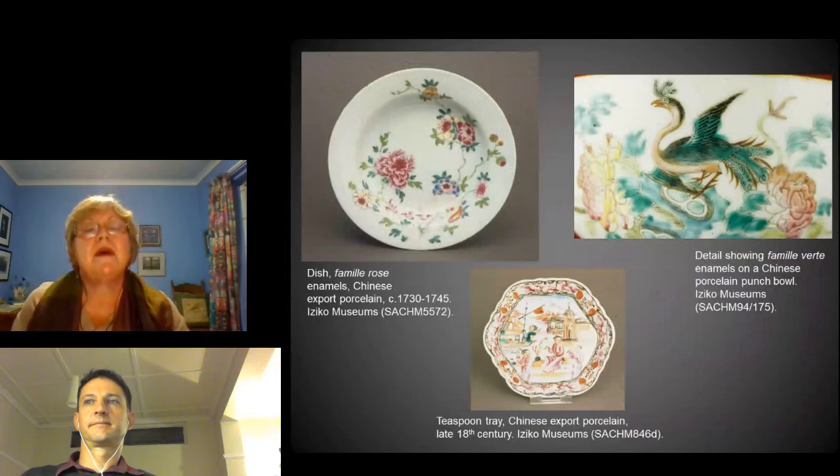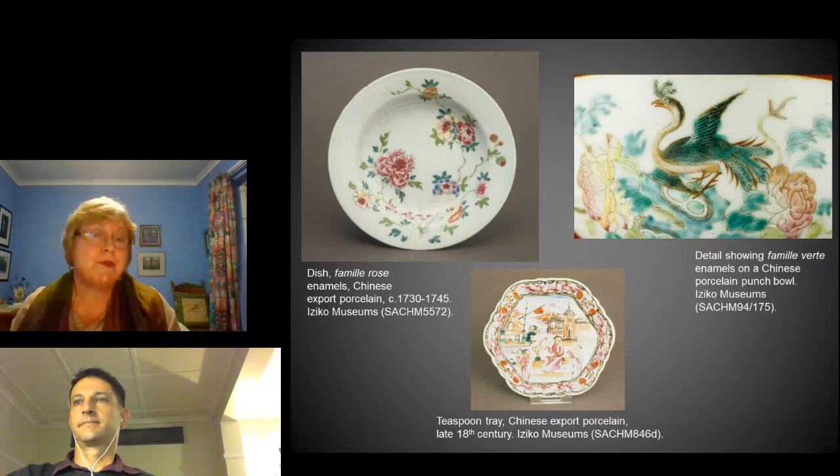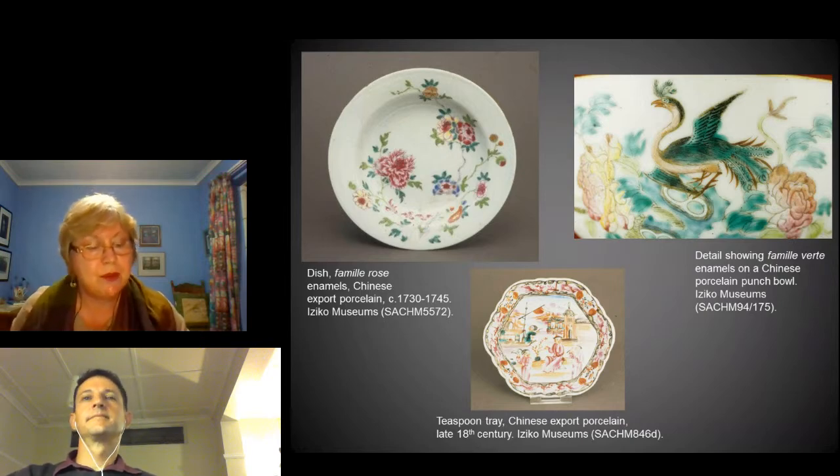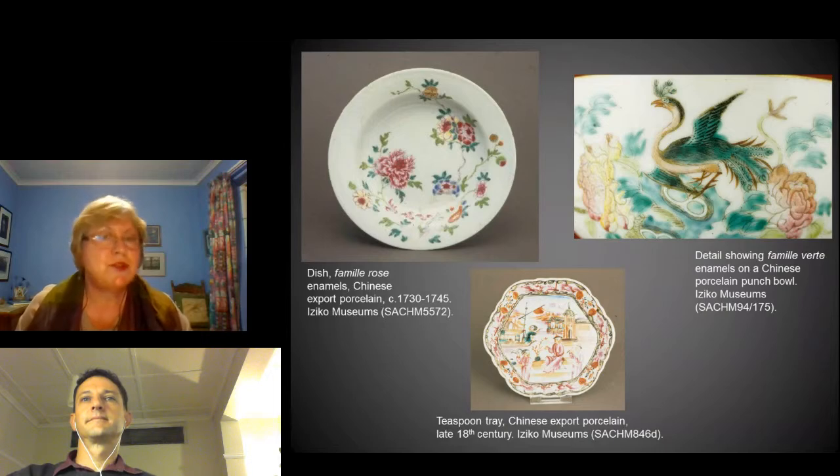Then we have the polychrome enameled wares that I would like to share with you. The very well-known pinkish enamel that is called the Famille Rose enamels. There's also the Famille Vert, which is the more greenish enamel. They became very, very popular from the 1720s onwards. And again, these wares would have been decorated at Canton in China.